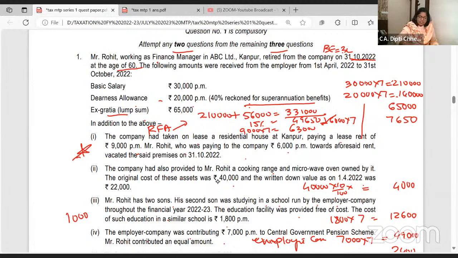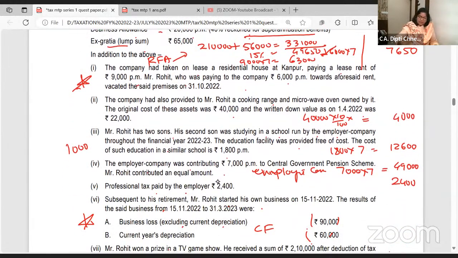Let us calculate gross salary, and then if you wish, we can shift to the notebook, because for pension there is very good logic. 12,600 plus 49,000. Profession tax, if the employee pays, take a deduction. If the employer is paying and then the employee is taking, then add and take a deduction. Is this clear to all of you?